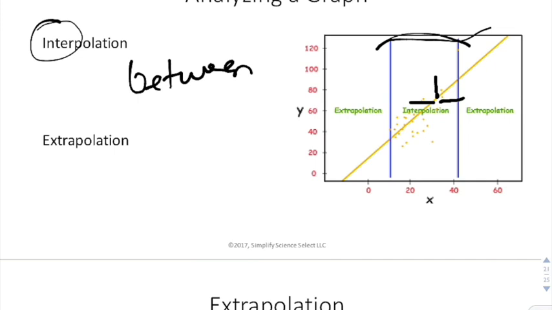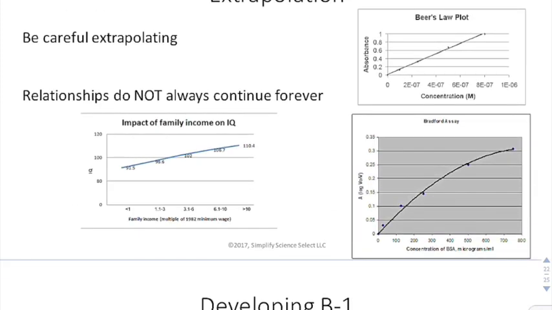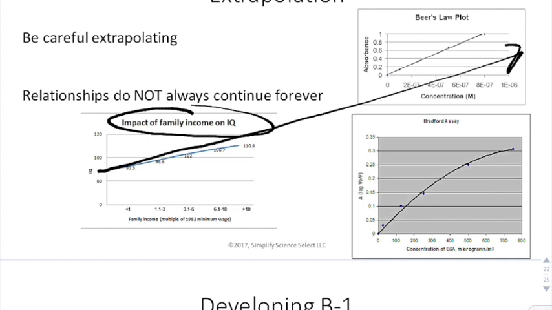An extrapolation is either before all the data points that you tested or after all the data points you tested, and you see that here. It is very, very important that you be careful when you extrapolate. These relationships don't always continue forever. So here's an example. It says this is the impact of family income on IQ. So this is making a prediction that if your family makes a certain amount of money, you are more likely to have a higher IQ. Incidentally, that's one of the reasons why people don't think that IQ is a measurement of intelligence. But you can expect this relationship to continue on forever, to the point where you have Mark Zuckerberg's kid who's going to have an IQ of like 5,000.